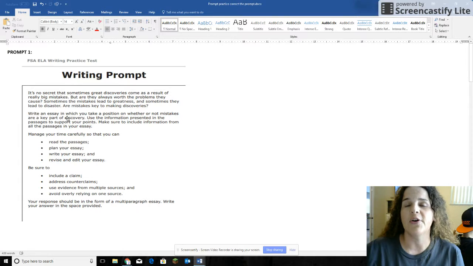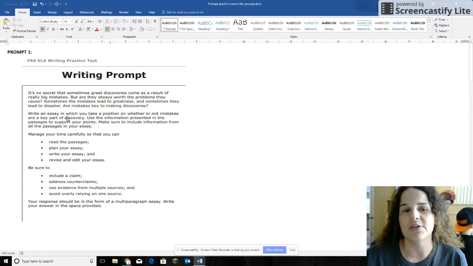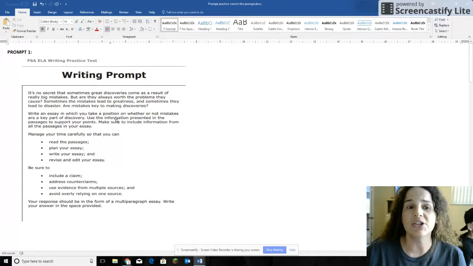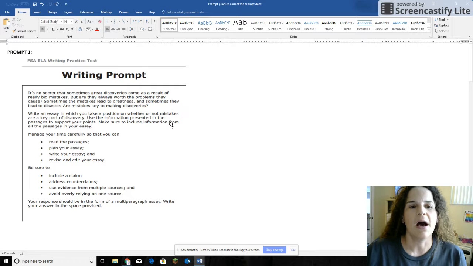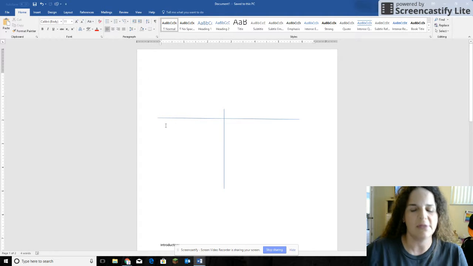So right here we have to figure out if it's argumentative or expository. It says take a position and it says whether or not. So that shows us that it's actually going to be argumentative. So let's go over here. I've already went ahead and made a T-chart. So we're going to say mistakes are a key part of discovery.